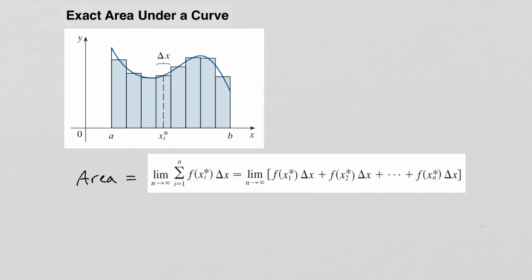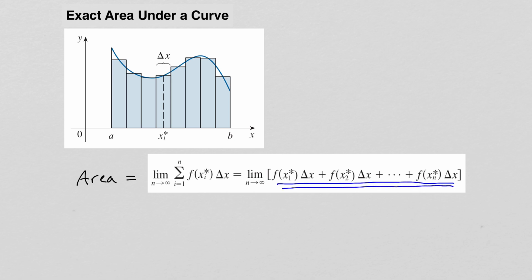Now let's discuss how we're going to find the exact area under a curve. So we're going to use the same principles. Suppose I want to find the area under this curve here. I'm going to break up this interval into n subintervals, and I will approximate the area under the curve by finding the areas of all of these rectangles and adding them up. And that is exactly what we are doing right here.